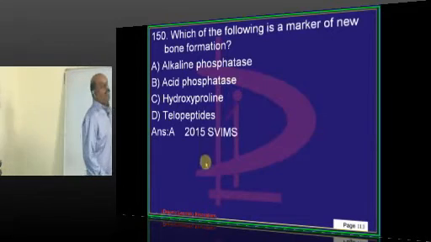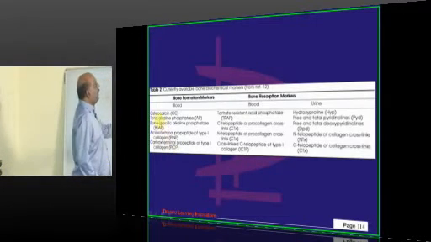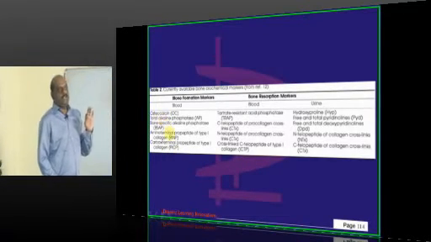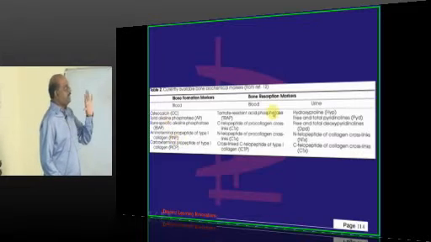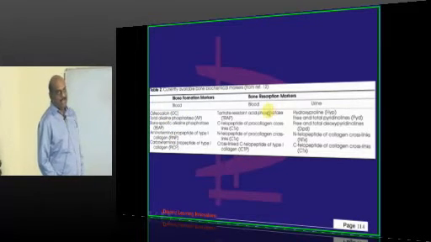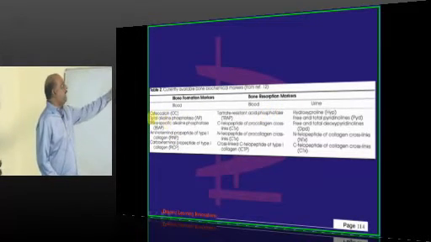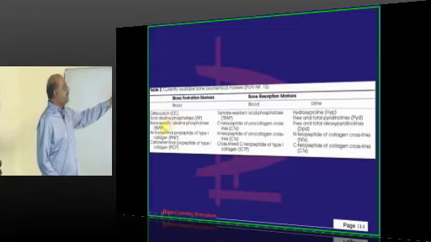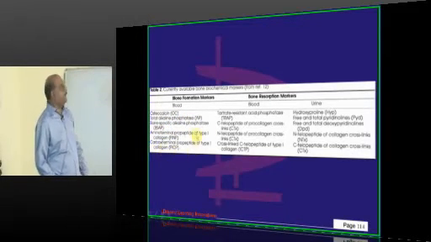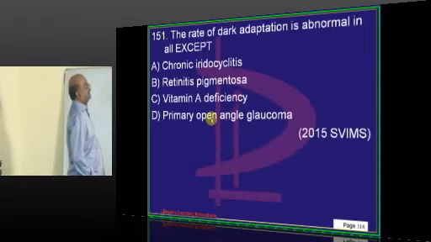Then what is new bone formation basically? So lot of times this question is repeatedly asked, doctor. Bone formation, bone resorption markers. A table you have to keep in mind. Osteocalcin, alkaline phosphatase, bone specific alkaline phosphatase. These are all considered to be the bone formation markers.